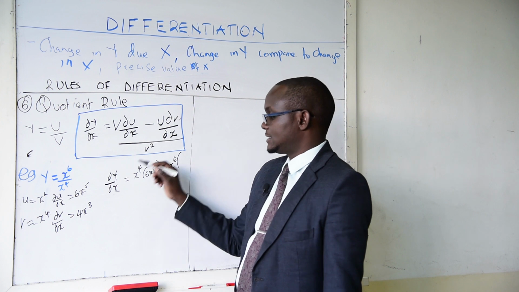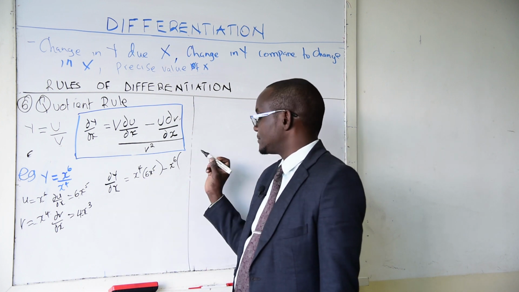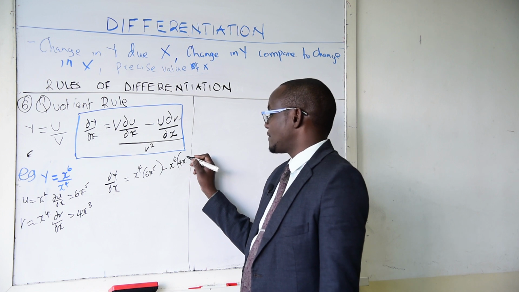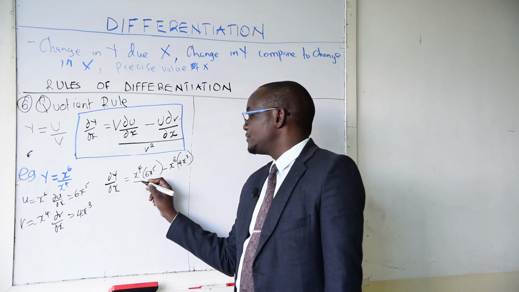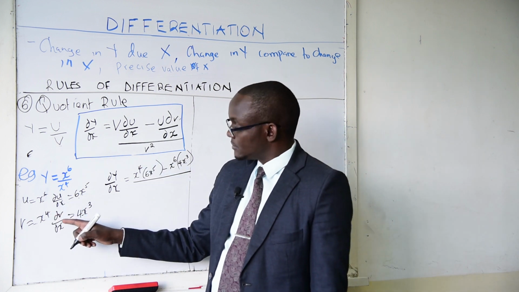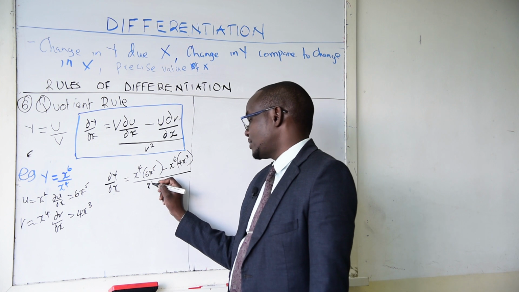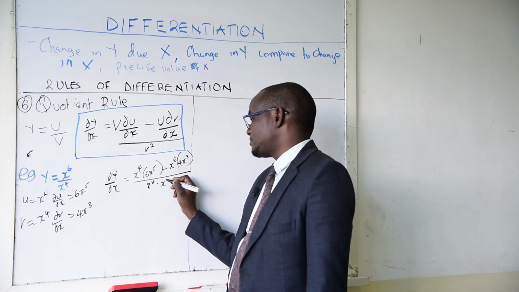Then you have dv over dx. dv over dx is 4x power 3. All of this, you take v squared. Our v is x power 4. So we take x power 4, we multiply by x power 4.